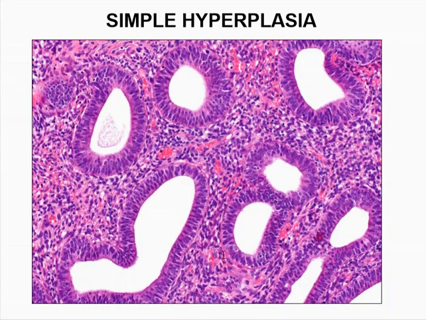This is simple hyperplasia, cystically dilated glands which are lined by multi-layered glandular epithelium, and obviously the thickness of the endometrium is also increased in these cases.